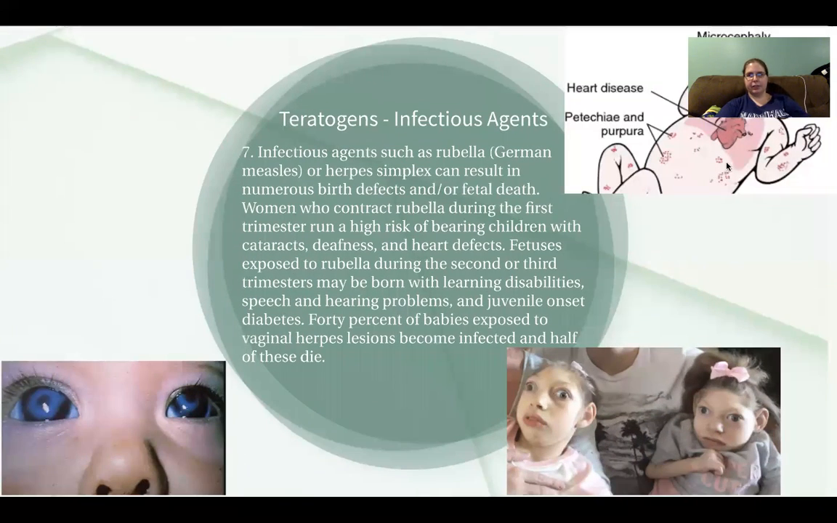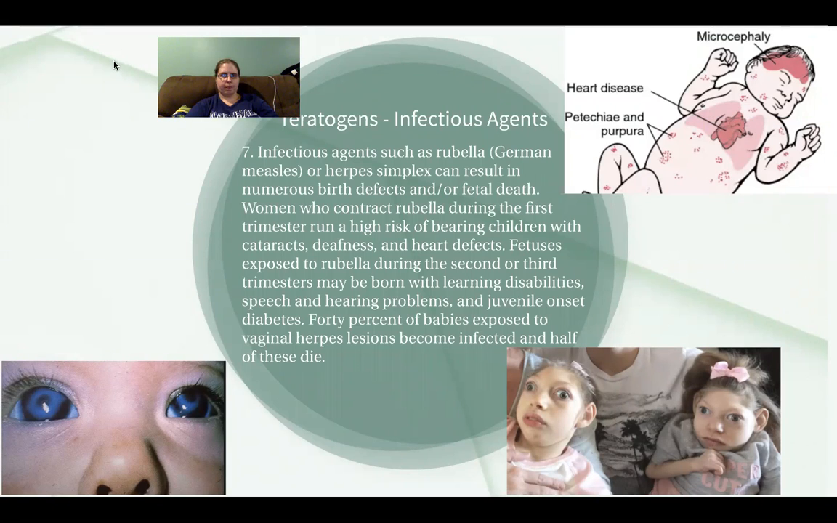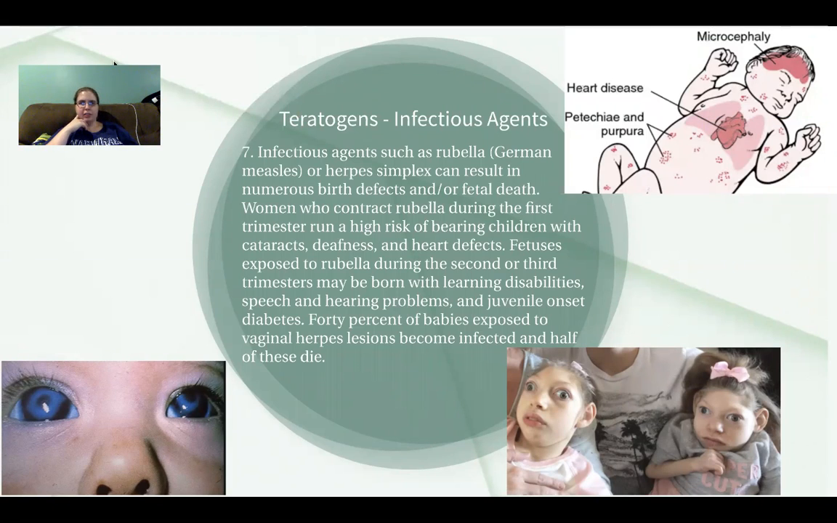Let's talk about infectious agents. Infectious agents such as rubella, also known as German measles, or herpes simplex, can result in numerous birth defects and or fetal death. So what they're saying is there are certain viruses that if the mom gets them into her system, she can then pass them through the placenta to the baby, and it can affect the baby's growth and development. Women who contract rubella during the first trimester run a high risk of bearing children with cataracts, deafness, and heart defects. You can see the cataracts in this young child here. That was because mom had rubella.